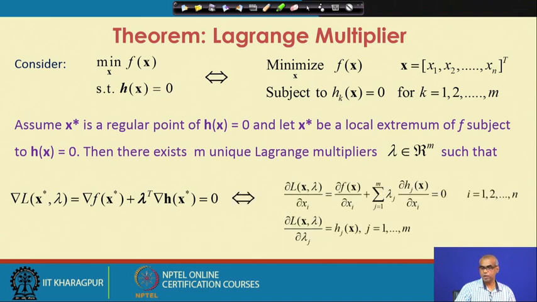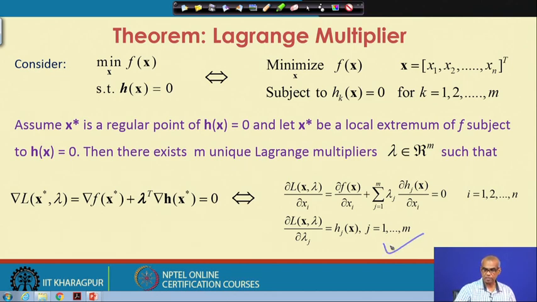This can also be written equivalently in the sigma notation as del L del x i equal to del f del x i plus sigma j equal to 1 to m lambda j del h j del x i, i equal to 1 to n, that means derivative of equality constraint h with respect to all decision variables x i, i equal to 1 to n. And next you take the derivative of the Lagrangian function with respect to the Lagrange multiplier and you get back the equality constraint.